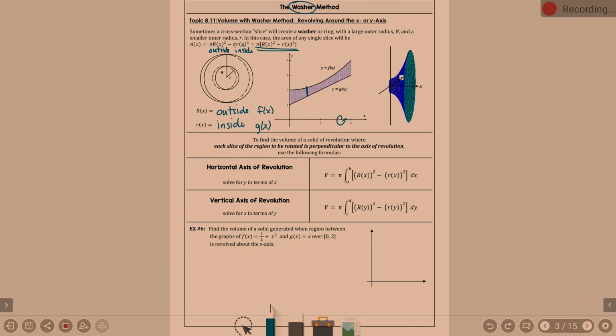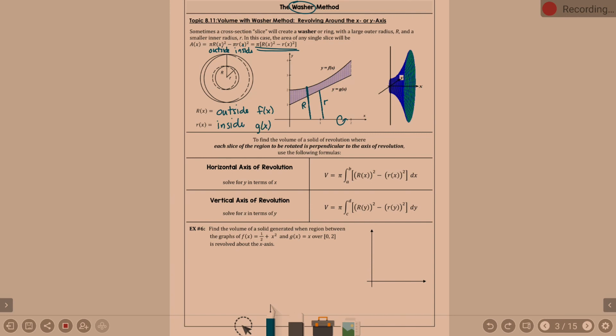I don't feel like that picture is very good because you can't see that it's hollow inside, at least in my opinion. I guess the other thing I have listed here is the idea that right here is big R, right here is little r. So you're always going to that axis you're revolving about.